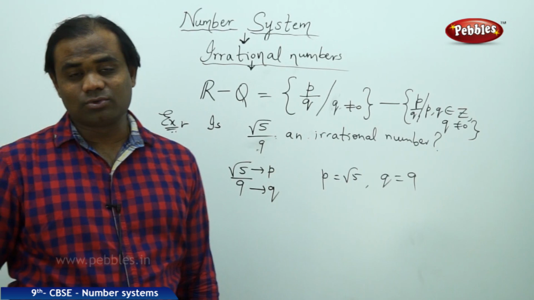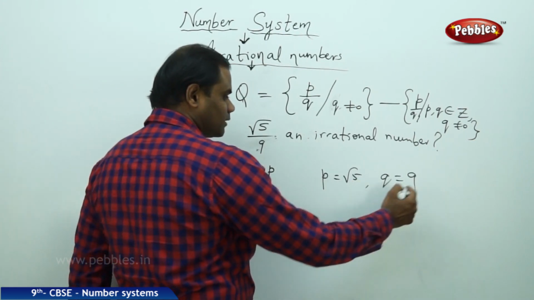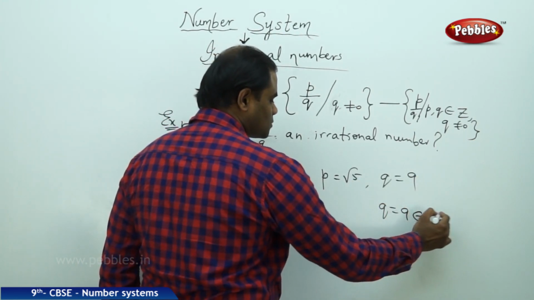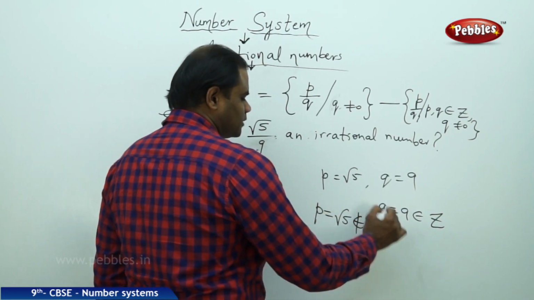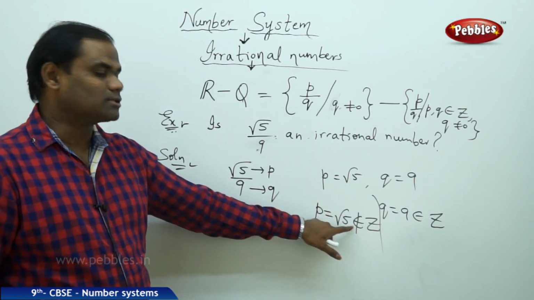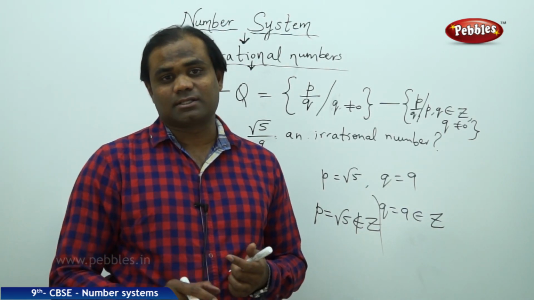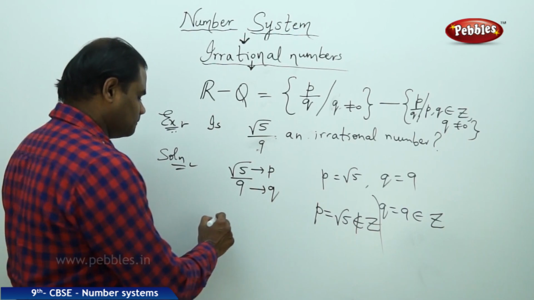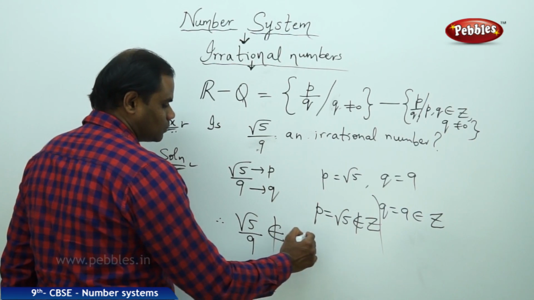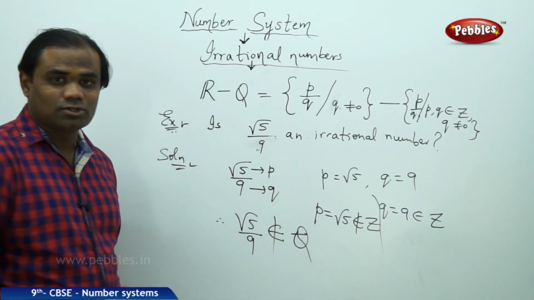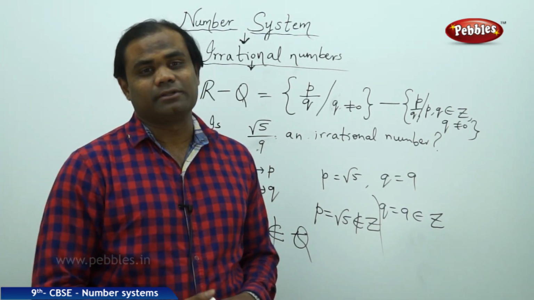So let me put this to the two tests of the rational numbers. With test number 1, I clearly identify that q equal to 9 belongs to Z, but p equal to root 5 cannot be an integer. Therefore, my p equal to root 5 does not belong to Z. Therefore, this number root 5 over 9 fails the first test for a rational number, and therefore root 5 over 9 does not belong to Q. It is not a rational number, so it is an irrational number.